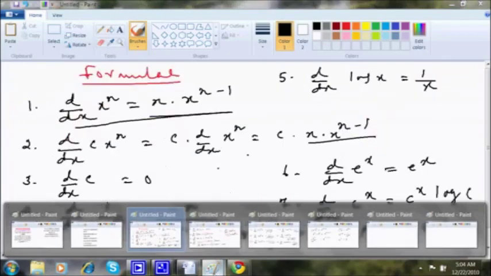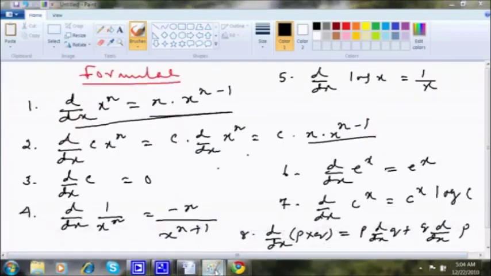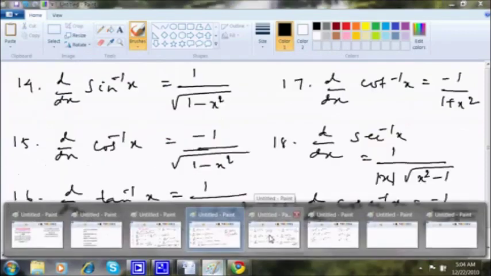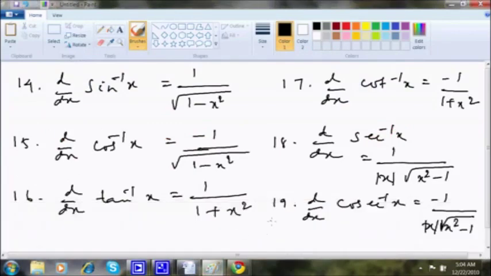So there were 8 formulae. Then I bothered the trigonometric ones, sine, cos, and so on. So there were 13. Now I'm just going with another 6. Sine inverse x is 1 by root of 1 minus x square. Cos inverse x is minus 1 by the same, only there is a minus sign here. Tan inverse x is 1 by 1 plus x square. Cot inverse x is just a minus sign. Sec inverse x is 1 by x into root of x square minus 1.